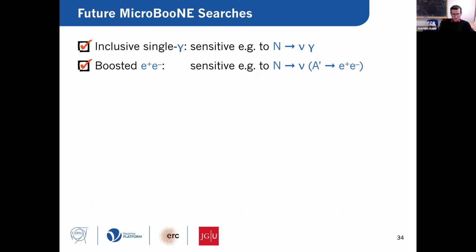So what else could it be? What else could and should MicroBooNE be looking for in the future? I already mentioned that what we really need is an inclusive single photon search, which would be sensitive, for instance, to a new particle decaying to a photon. I haven't talked much about new physics, and I won't other than vanilla sterile neutrino oscillations in this talk.